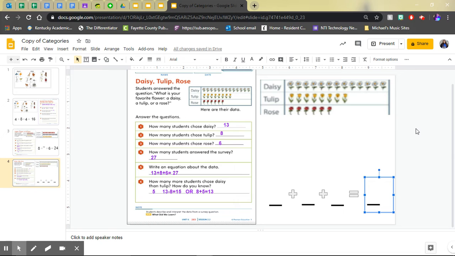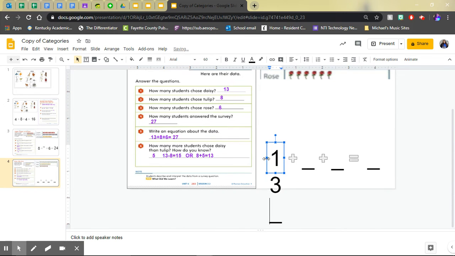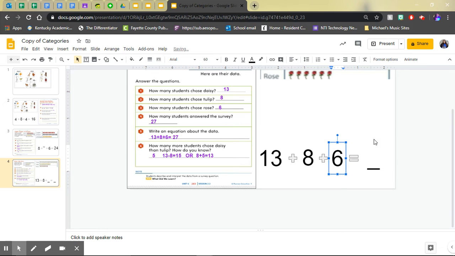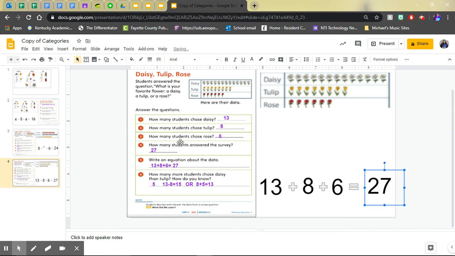How many students answered the survey? So this is another time you could use the 3 parts to the equation. So you can add 13. Let me fix that so it doesn't look all kinds of crazy. Plus 8 plus 6. When you add those 3 parts together, you get 27. So the answer would be that 27 students answered the survey. Write an equation about the data.